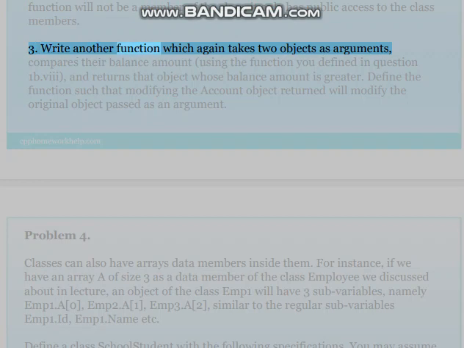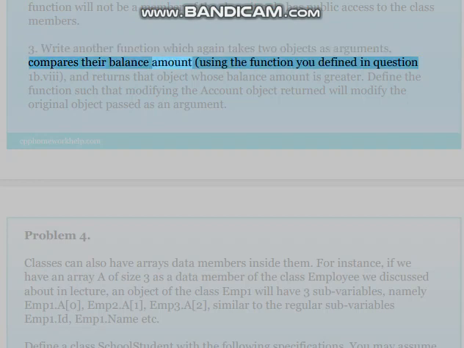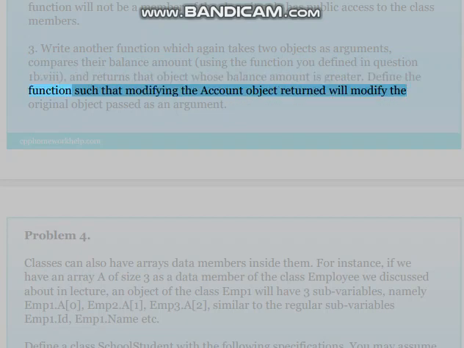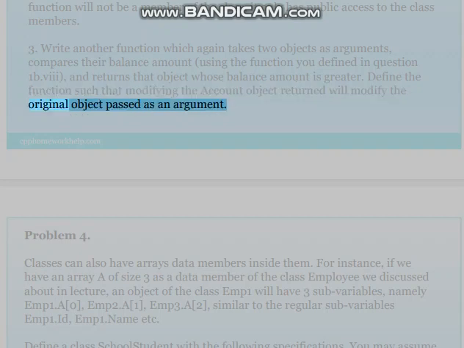3. Write another function which again takes two objects as arguments, compares their balance amount, using the function you defined in question 1b.8, and returns that object whose balance amount is greater. Define the function such that modifying the account object returned will modify the original object passed as an argument.